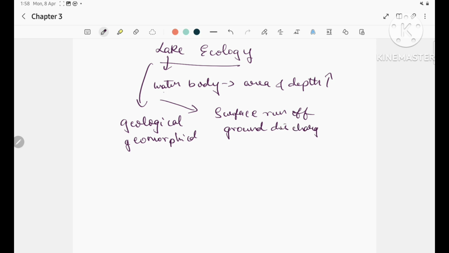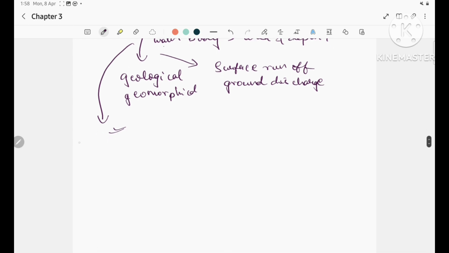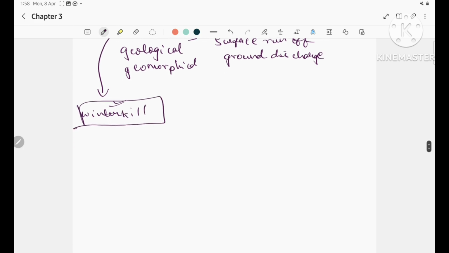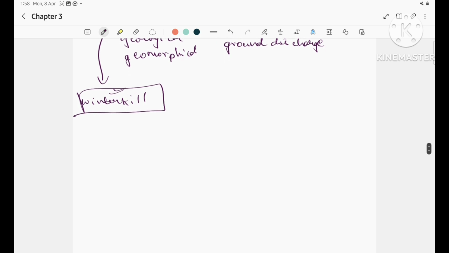In this lake there will be a chemical mixture, and after a certain point the lake will begin to age. So this is about the lake. There's another terminology called winter kill. What is winter kill? This is common in polar areas where we can see snow. If there's a water body, on the top surface you can see ice sheets, thick ice sheets, as you have seen in movies also.